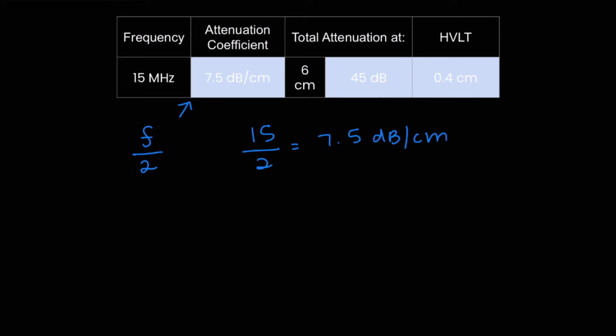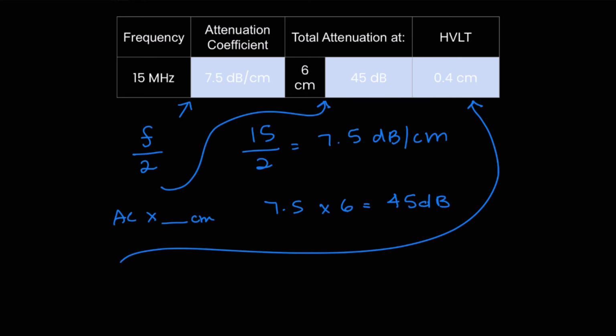will occur. Total attenuation then is going to be the attenuation coefficient multiplied by the distance. In this example, we have given you that we are traveling 6 centimeters. 7.5 multiplied by 6 is going to give us a total attenuation of 45 decibels.